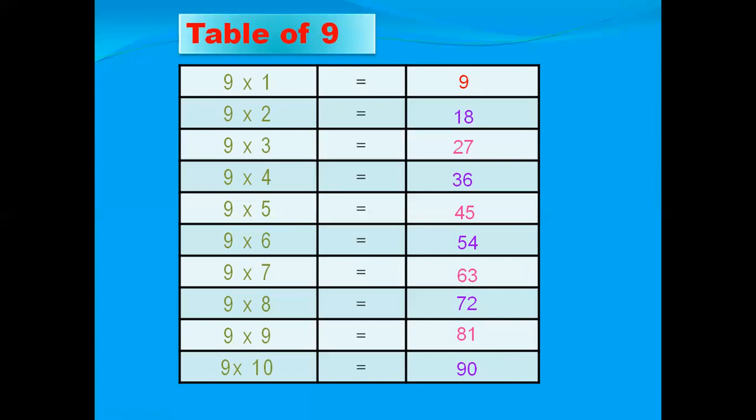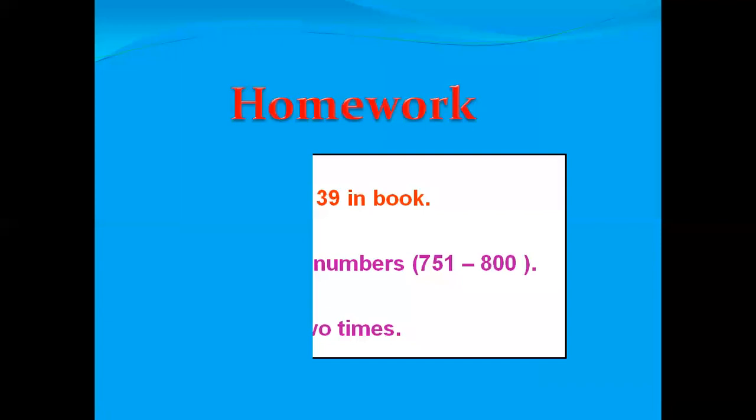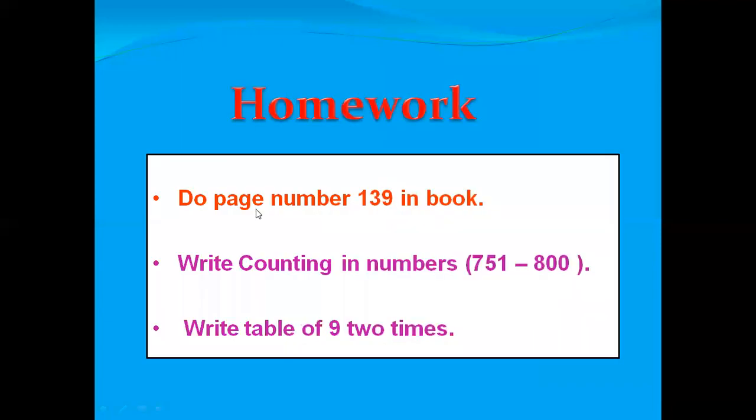So write these tables in the notebook and memorize, and then again write. Now your homework. This is the homework: page number 139 in the book. Very easy. And write counting in numbers, 751 to 800. So total how many numbers? 50. And write the table of 9 two times.